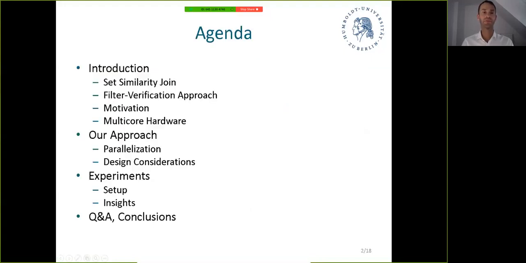This is the agenda. First, I would like to introduce the set similarity join and the filter and verification approach to compute it. Next, I would like to introduce our approach, experiments, and last but not least, answer some questions the reviewers had.